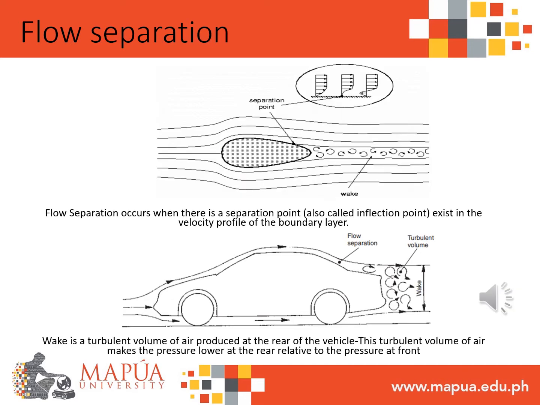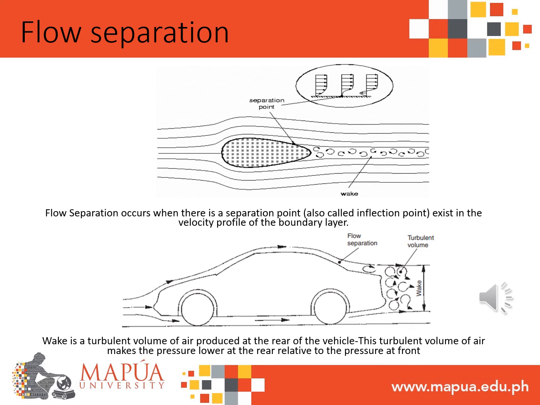Moving on, I will now be discussing flow separation. Flow separation or boundary layer separation is a term used when a boundary layer detaches from the surface and fluid starts to flow in reverse direction and turns into wake. Flow separation occurs when the area of the flow widens, which will cause a decrease in speed and pressure rising. As you can see in the figure, flow separation occurs at the separation point, which is also called the inflection point. It exists in the velocity profile of the boundary layer.